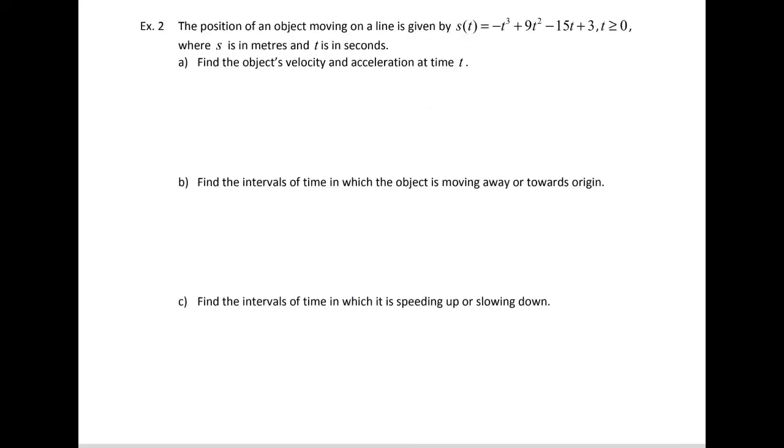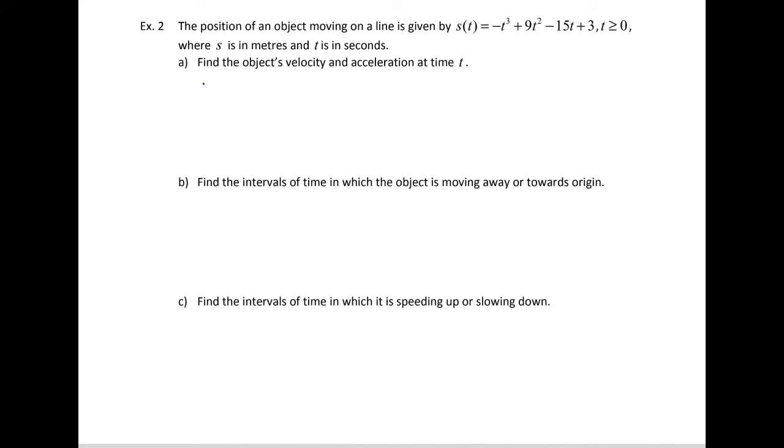Example number 2, the position time function of an object is given again. However, this time, we're going to find the interval of the times when the object is moving away or towards the origin, and the interval of times when the object is speeding up or slowing down.